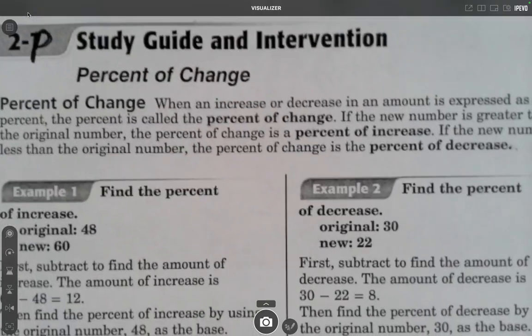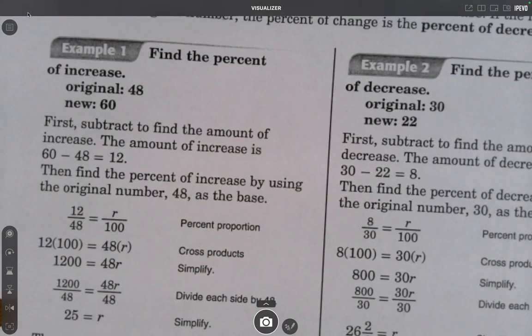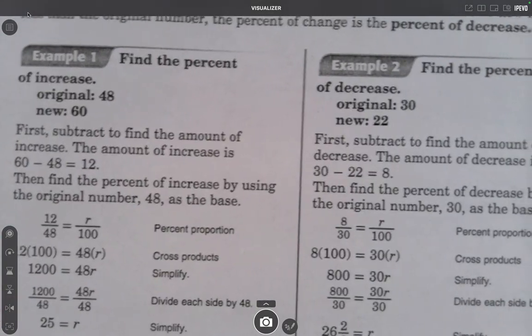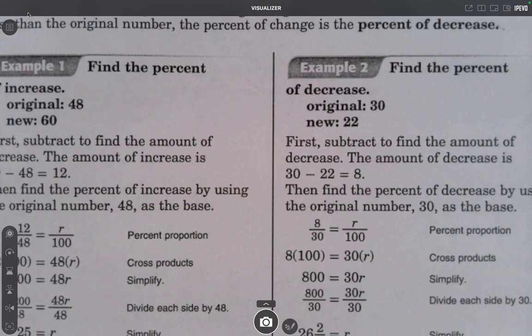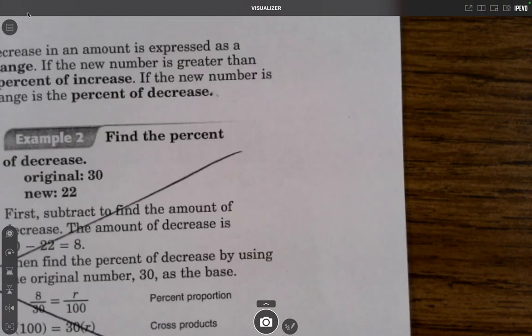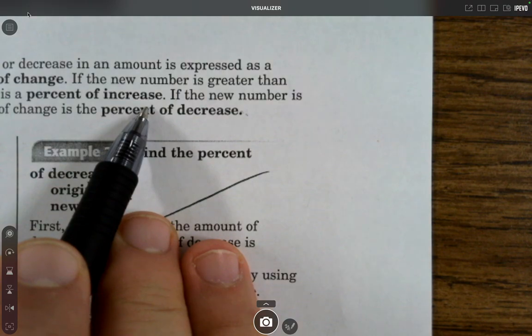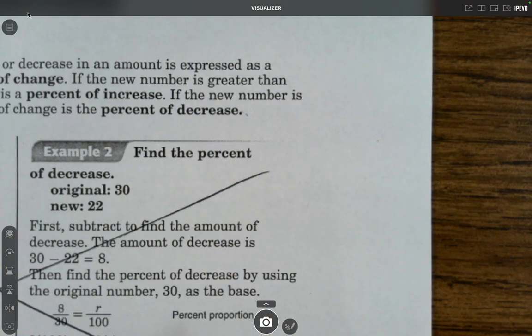So they have these examples here, and there's nothing wrong with the way they present it, but this is what I decided to do. I don't think that's the best method. I think there's a better method when you're trying to find percent change, and that can be a percent of increase or a percent of decrease.